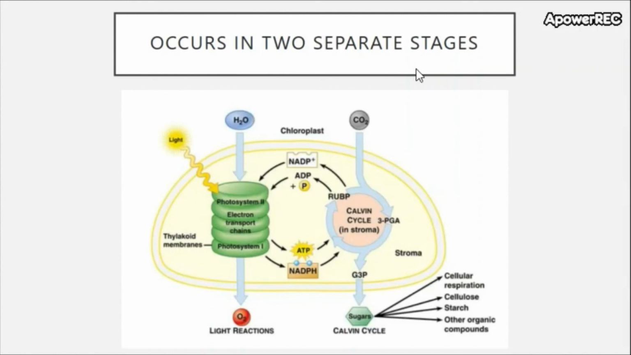this process occurs in 2 separate stages. One is the energy harvesting stage, and this is where we take light and it goes through these photosystems, and these photosystems have an electron transport chain. So this is kind of similar to what we saw with cellular respiration, right? To harvest energy in the form of ATP, we had an electron transport chain. In photosynthesis, we have an electron transport chain to harvest ATP from water and sunlight here.